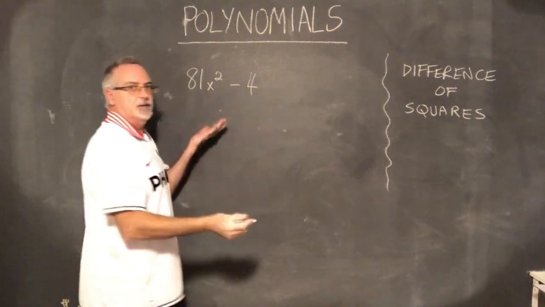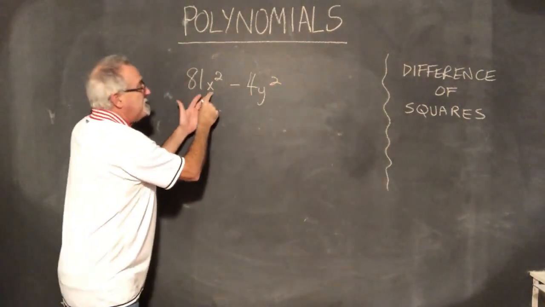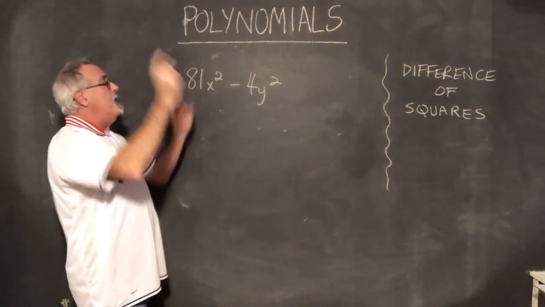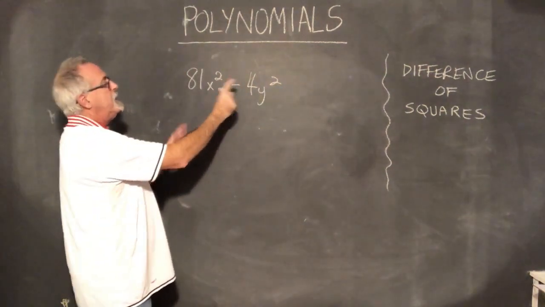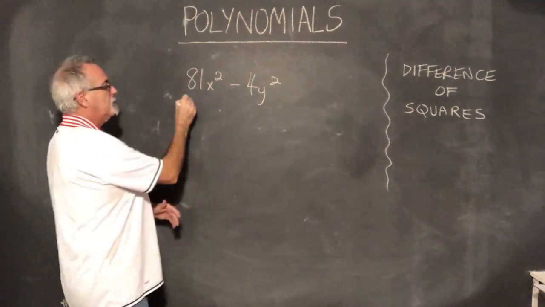I haven't used 4. Y squared. Okay, so now I have a number and a variable in both positions, but it's a binomial and it's a difference. And 81 is a square, and 4 is a square, and x squared is a square, and y squared is a square, so I know it's going to work.